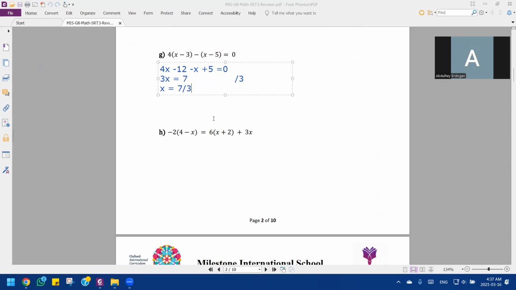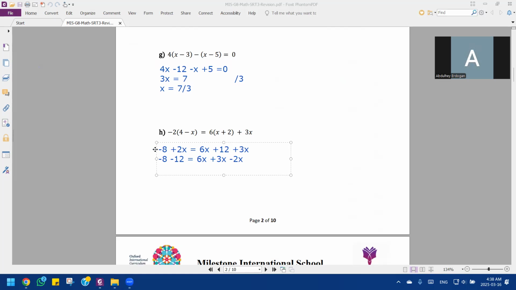Okay, right. Now, H, we expand. Minus 8 plus 2x is equal to 6x plus 12 plus 3x. Let's bring 2x here, take 12 there. Minus 8. Let's bring 12 here. Minus 12 is equal to 6x plus 3x. Now we bring plus 2x here, will be minus 2x.